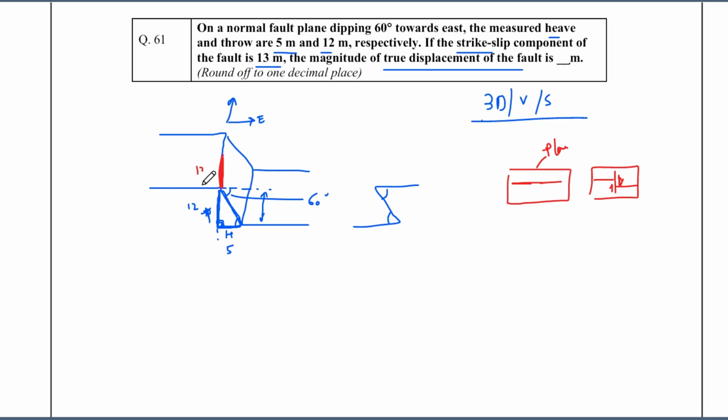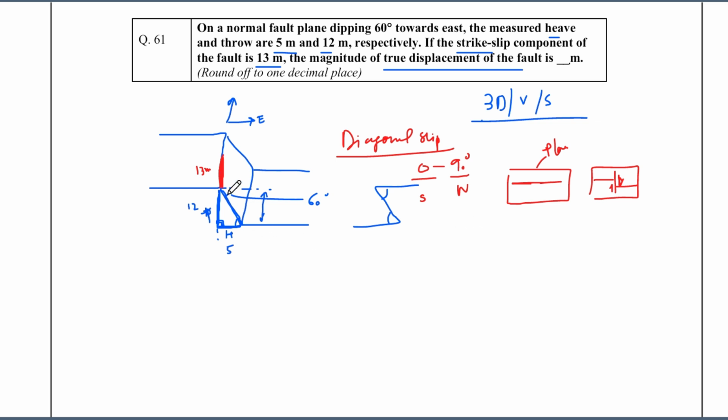So from this what we learn is, if there is a normal fault as well as a strike slip component, then this fault is a diagonal slip fault. The overall movement is diagonal slip. It lies in between the pure normal fault and the pure strike slip fault, so it comes within this.